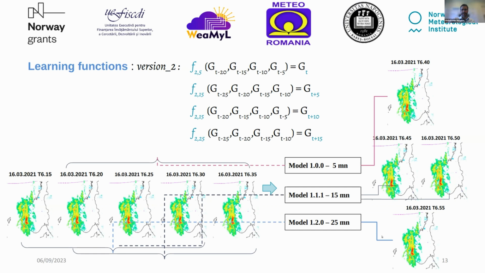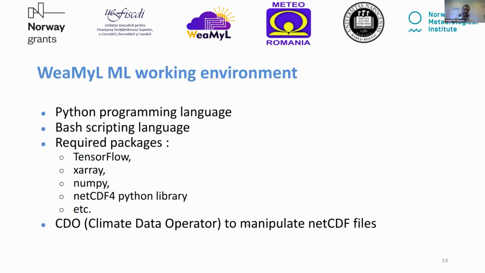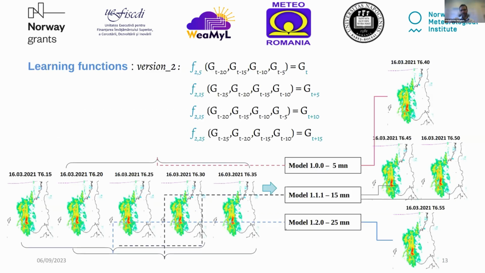And then the user can do this automatically, but we usually use the CDO as a compiler to merge the different forecasted time steps into a single file, if one would like to do that.